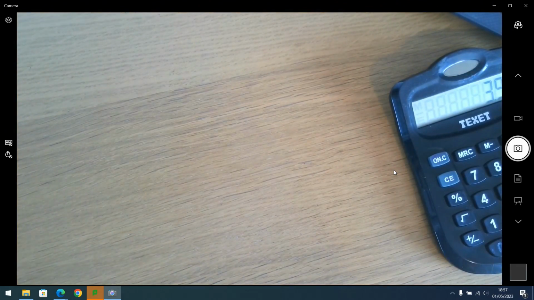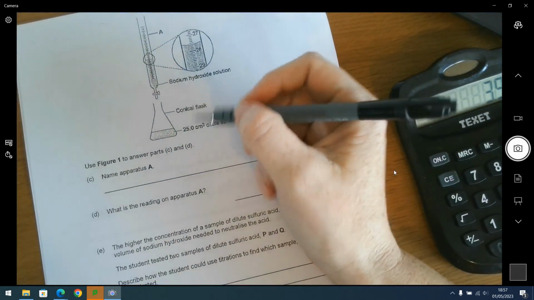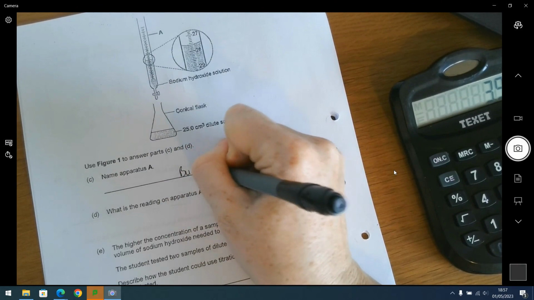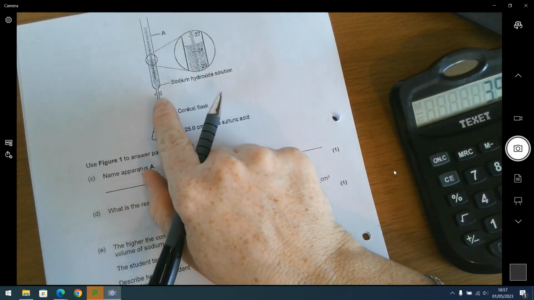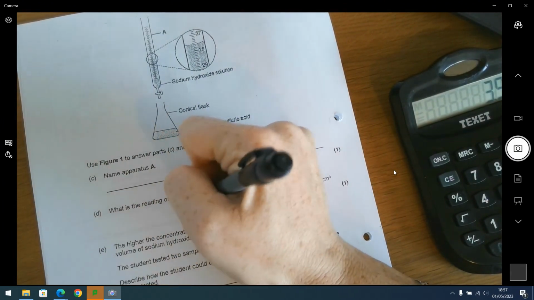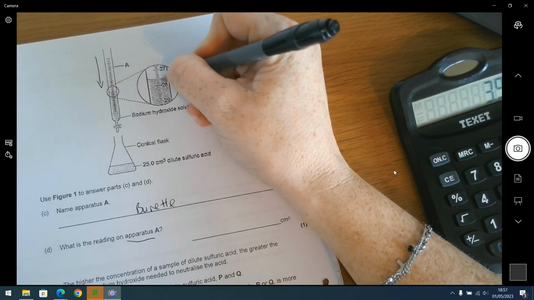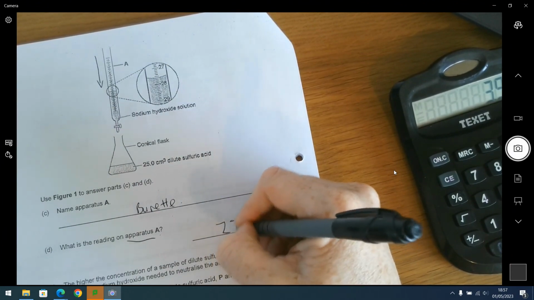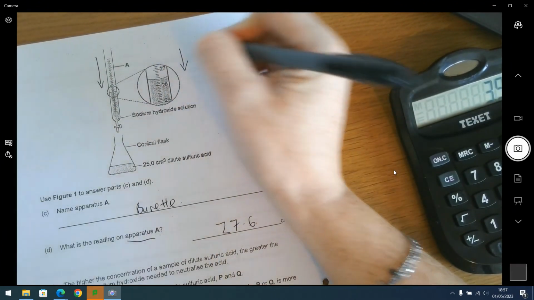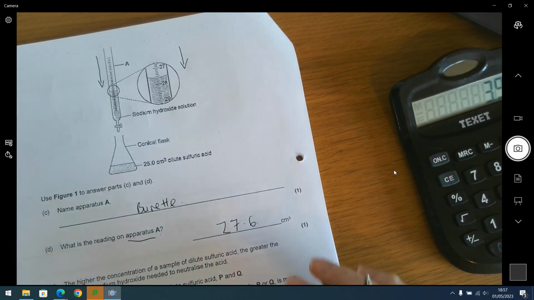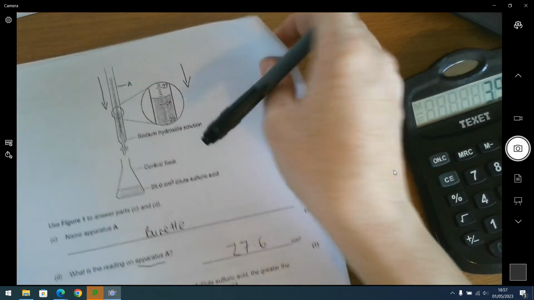So these are foundation level type questions. So here, for example, we've got name apparatus A, so we know that is called a burette, not the pipette. Look for the tap. If it's got a tap, it's a burette. What is the reading on apparatus A? So burettes, remember, the volume is going down the way. So we're looking at the scale that it's given us. So that's 27.5, 27.6, I would say, from that, because you're measuring down the way. Okay, so just be prepared to look for that because you will be asked to do that in a foundation tier paper.